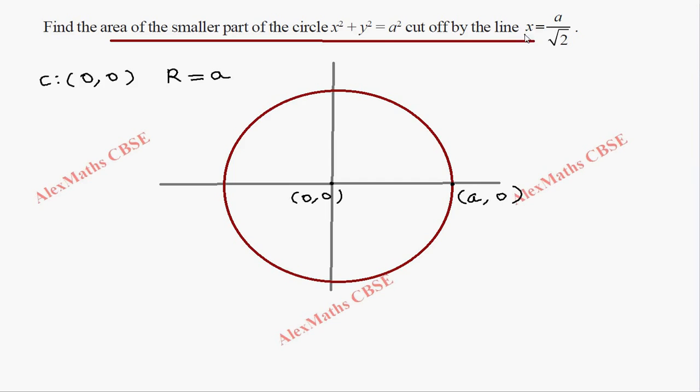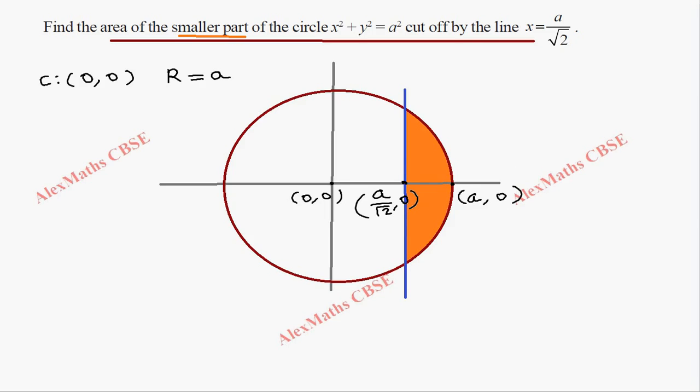And when x is equal to a/√2, it is a vertical line passing through a/√2 on the value of x. So this point is (a/√2, 0). Now we have to find the smaller part of the circle which is cut off by this line. So this is the region.